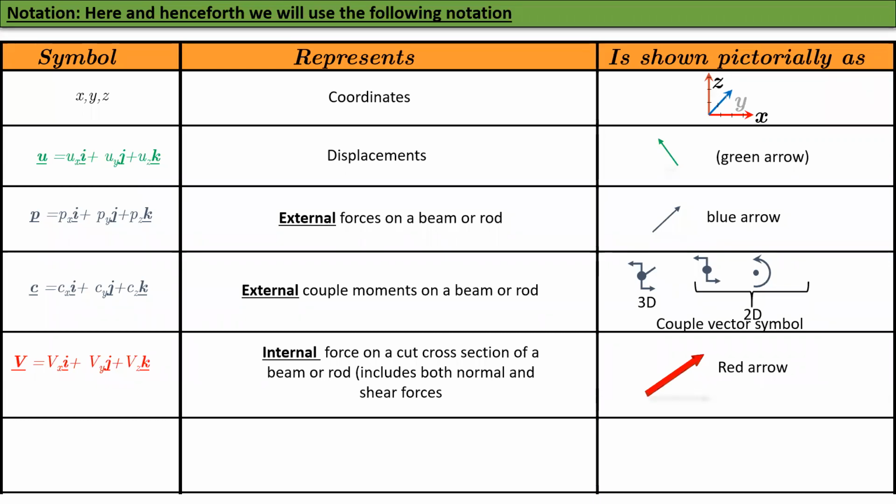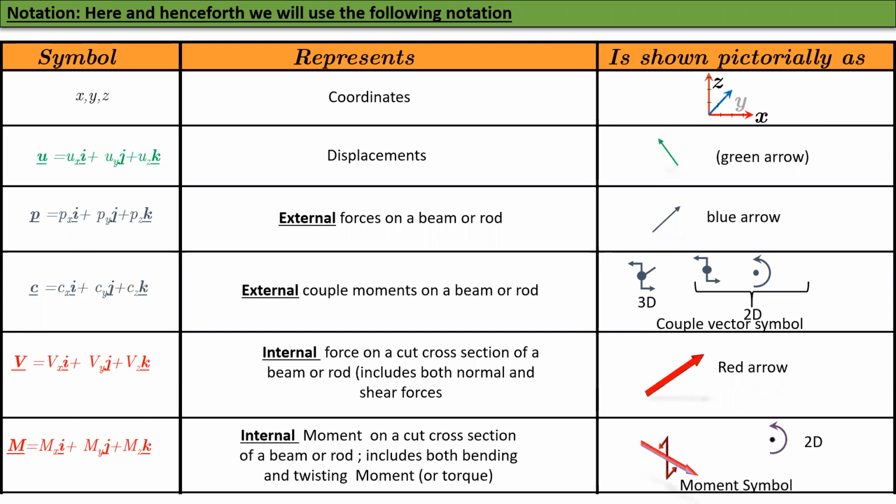Internal forces on a cut section of a beam will be written as Vx, Vy, Vz, and that's a red arrow. So V is for internal forces, and we are not just talking about shear forces. Axial forces will also be called V. Same thing with moments. Internal moments will be called capital M.